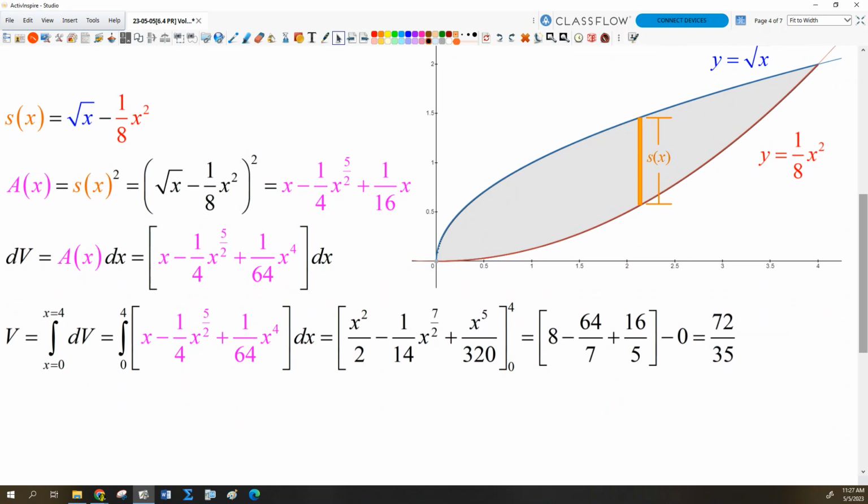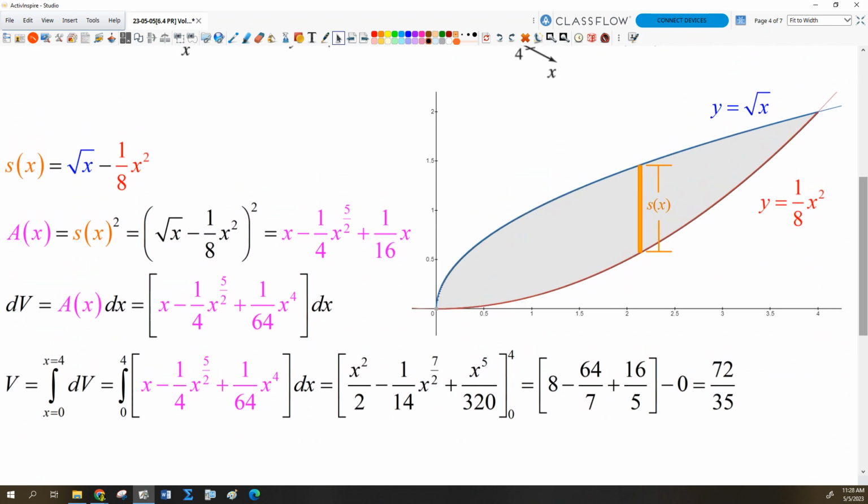So there's the base of the square. Well, that's a pretty convenient shape for us because whatever s of x is, I'm just going to square that to get the area of the cross section. But we've got to figure out what is the side length, right? What's the side length then of the square? S of x. Well, that's just going to be the blue function minus the red function, the top function minus the bottom function. So the square root of x minus 1/8 x squared. That's going to be the length of the slice, okay?